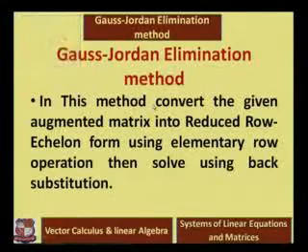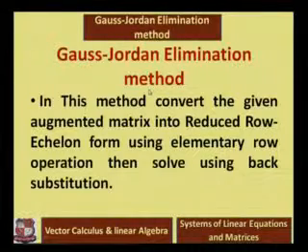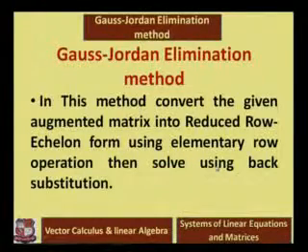Now proceed to the Gauss-Jordan elimination method. This Gauss-Jordan elimination method was invented by two mathematicians, Gauss and Jordan. In this method, the given system is written as an augmented matrix, and this augmented matrix is converted into the reduced row echelon form using elementary row operations, and then we solve it by using back substitution.